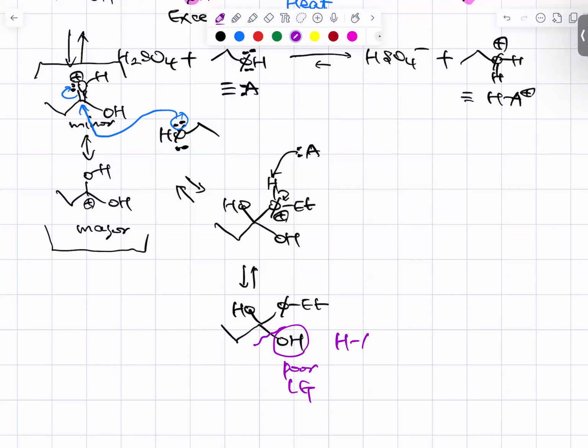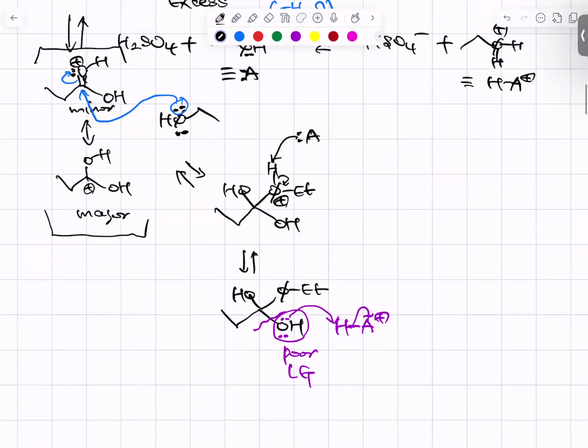So we have acid available, and the acid is involved in catalytic quantity, as a catalyst. So it will be protonated, becoming a good leaving group.